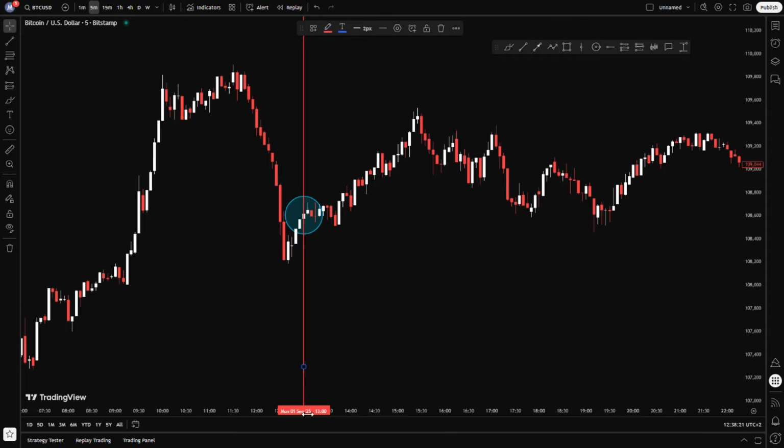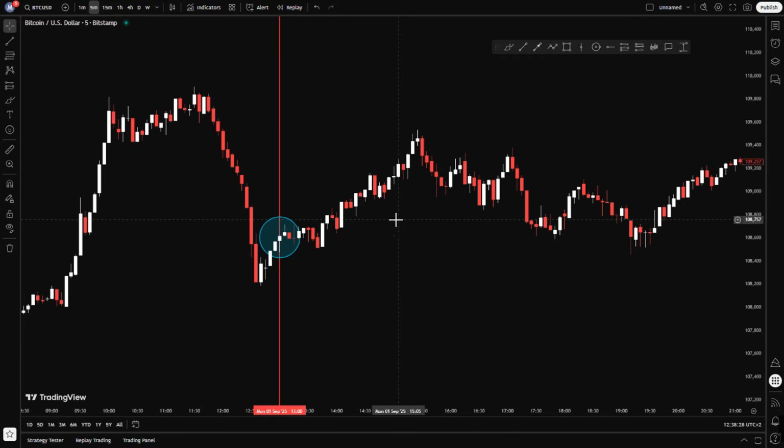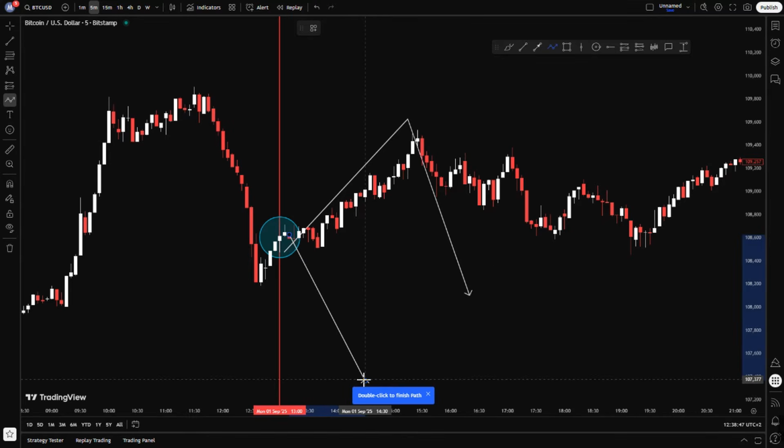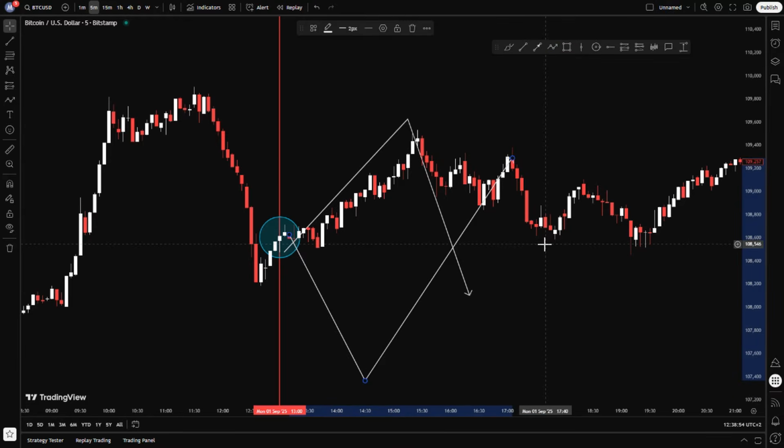All right, so we're going to start on the 1st of September, Monday. As always, our focus point is going to be here at 1 p.m., and we're still going to apply the same concepts, right? So if price goes up, we are going to look for selling opportunities. And if price goes down from 1 p.m., we are going to look for buying opportunities, right?